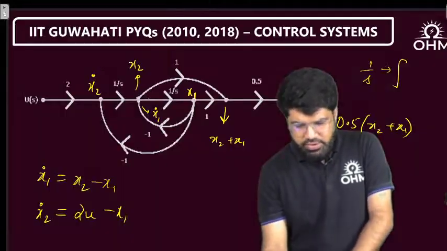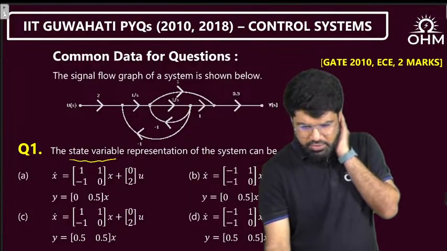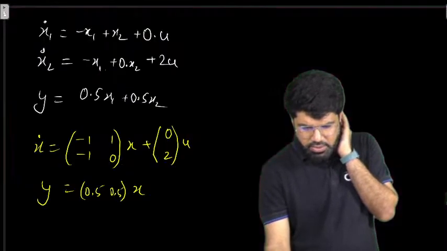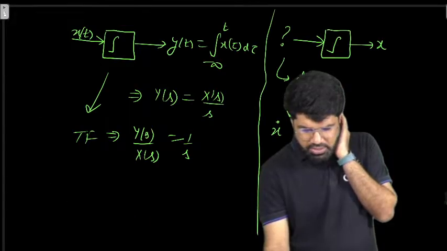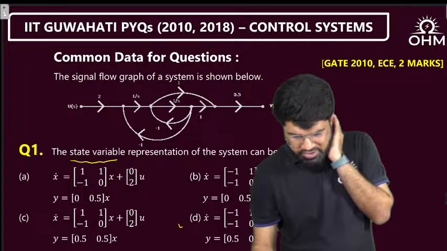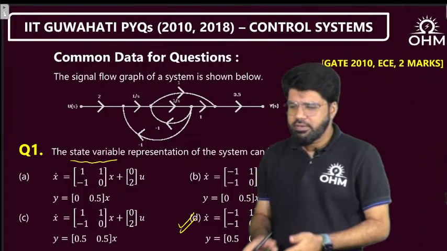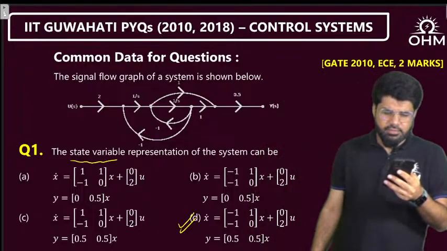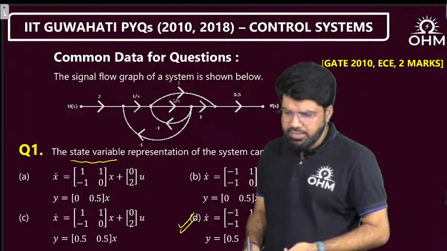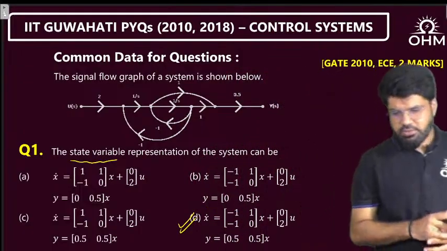This is the state variable representation to be matched with what I have got: minus 1, 1, minus 1, 0, and output 0.5, 0.5. That is option number D. Correct? Akhila, the correct answer is D. Okay, tell me for any doubts.